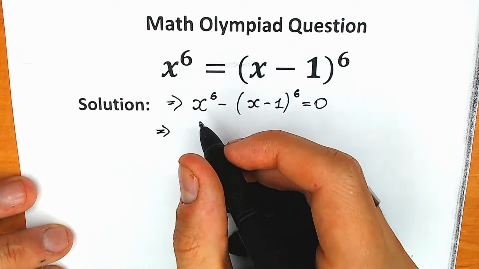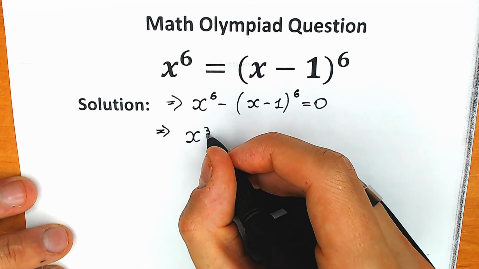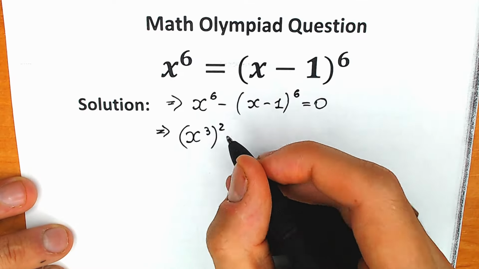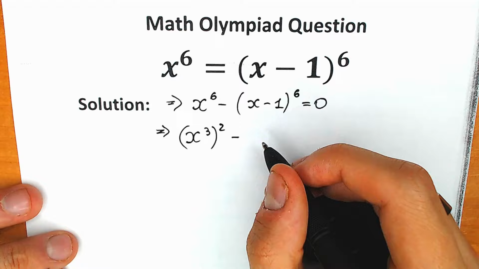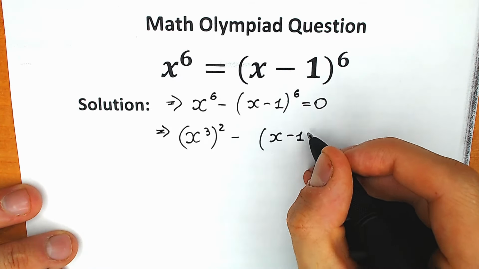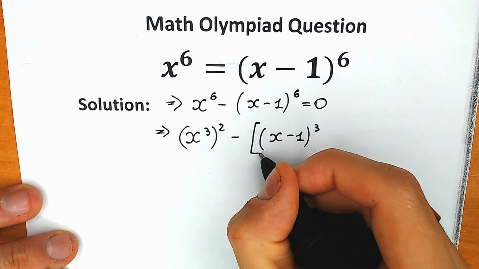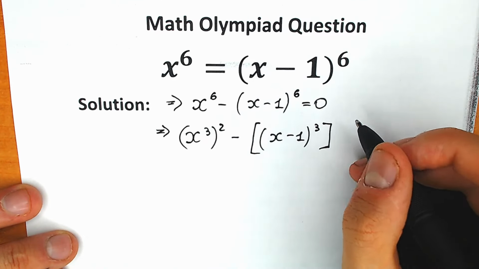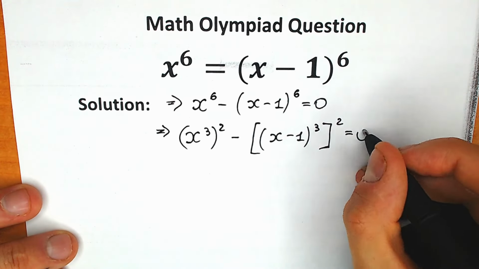Instead of this x to the power 6, let's write (x to the power 3) raised to the power 2, something like that. And the same thing with this expression on the right side. So as a result, we have ((x minus 1) to the power 3), but I'm going to use different brackets, I'm going to use this type of brackets, raised to the power 2 equal to 0.